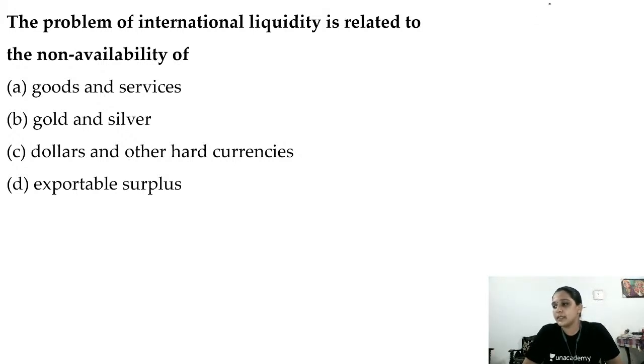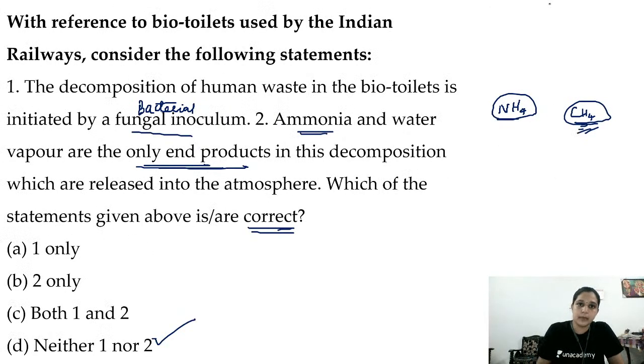See, fungal type of decomposition is found in nature. We don't use fungal for the literal decomposition process. We use fungus for food and we use fungus for various concepts. But bacteria is found to be more reliable compared to fungus. Okay, yes, especially since they are asking about bio-toilets used in Indian Railways. In bio-toilets used in Indian Railways, they use bacteria only. That's a current affair too.